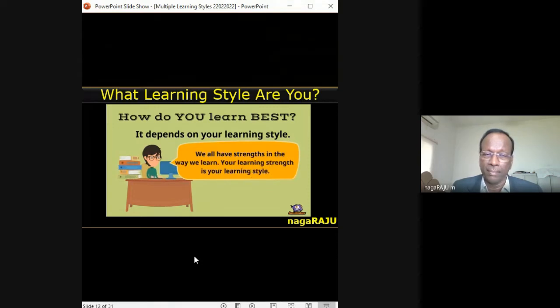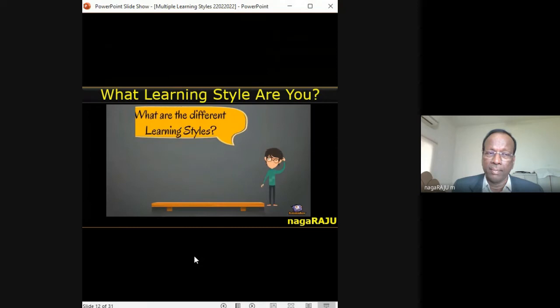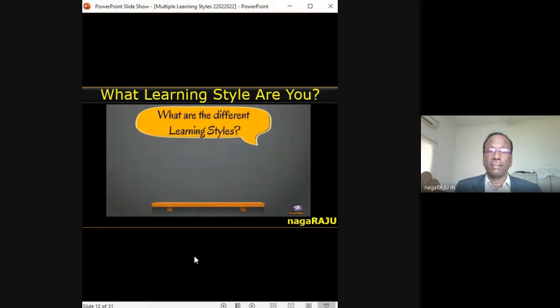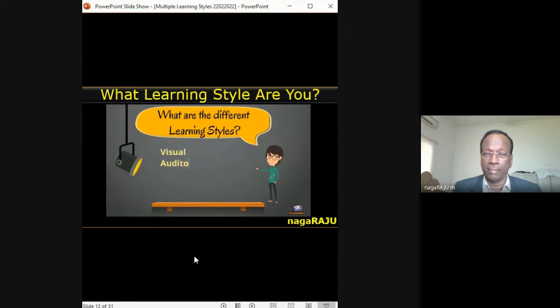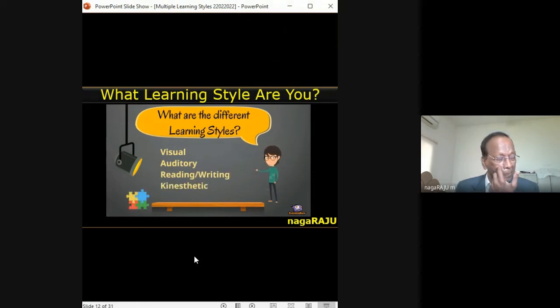We all have strengths in the way we learn. Your learning strength will be your learning style. What are the different learning styles? The four that are the most popular and recognized learning styles are visual learner, auditory learner, reading and writing learner, and kinesthetic learner.